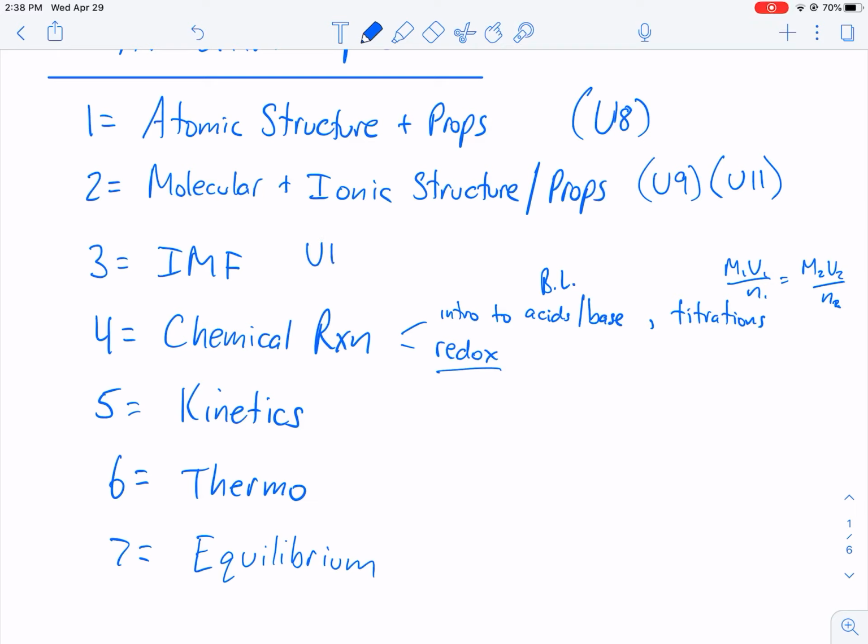The intermolecular forces, we know that was Unit 11 for us most recently, but they also put all of the gas law stuff here. So Unit 2 was all of our gas law stuff. Chemical reactions was Unit 7 for us. Kinetics was Unit 3. Thermodynamics was Unit 5. And equilibrium was lumped with thermodynamics for us, so that would be Unit 5 as well. So these are really the main units that we're going to be looking at.